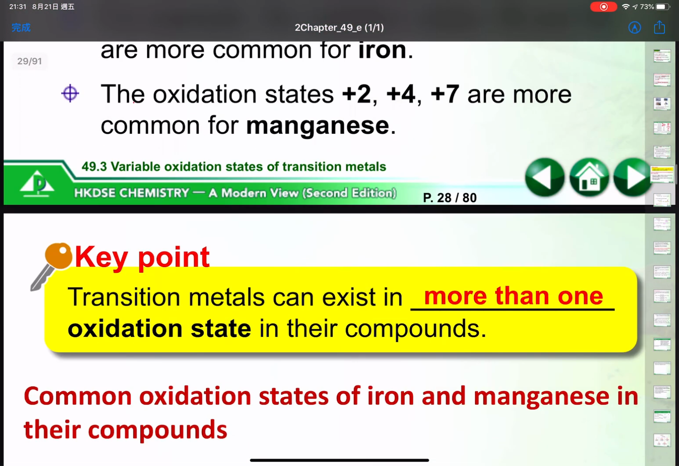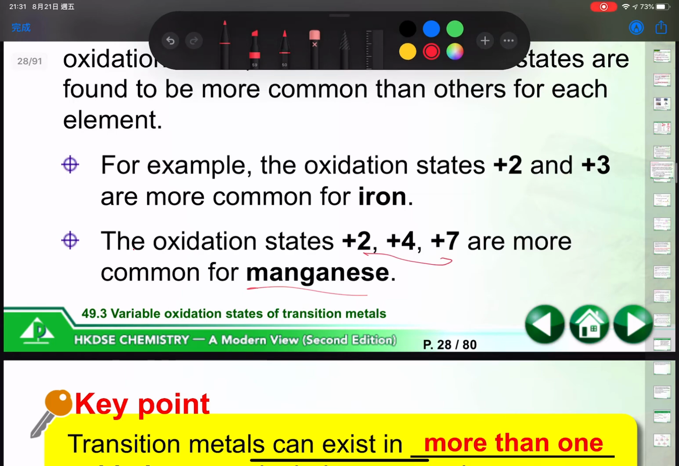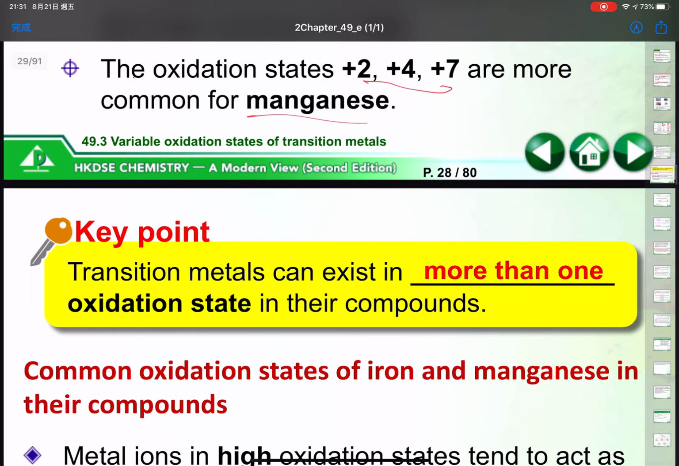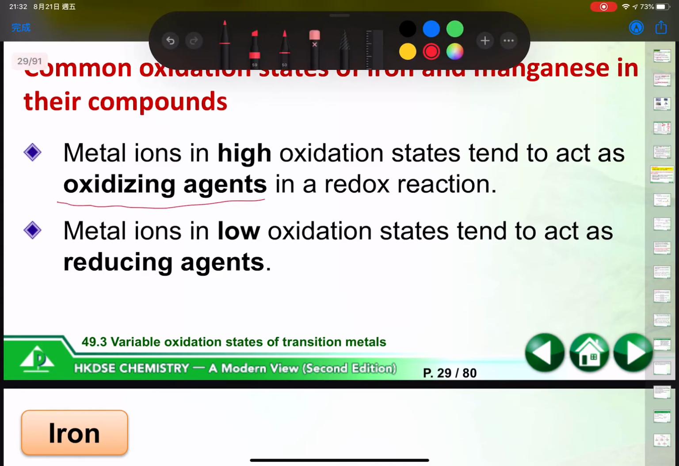Iron 2, iron 3. It's not common to see iron 4, iron 5, iron 6. And the manganese also 2, 4, 7 are the more common ones. Okay. So transition metals actually have more than one oxidation state, but they have some common ones, but not all of them are common. A metal ion in a high oxidation state tends to act as an oxidizing agent, but in a low oxidation state we call them reducing agents. Okay, reducing agent.